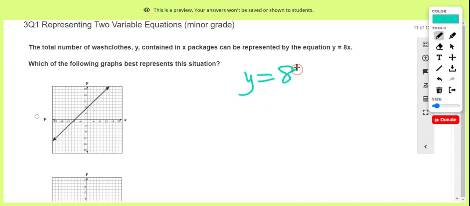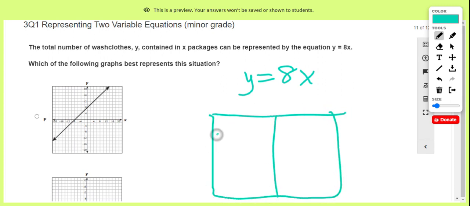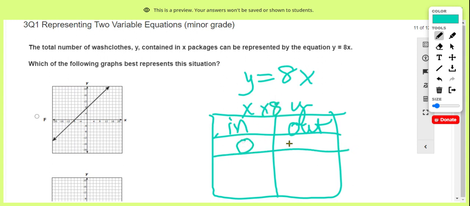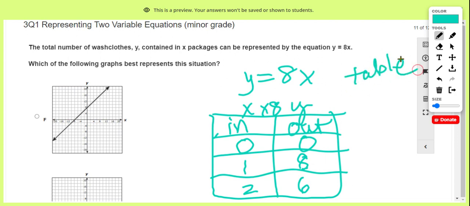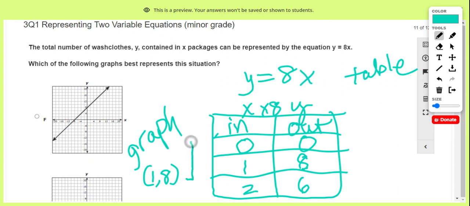You have y equals 8x. We have input, output, x and y, and the rule is times 8. 0, 0, 1, 8, 2, 16. So make a table and then pick the graph. We got 1, 8. You're going to go over 1, up 8.